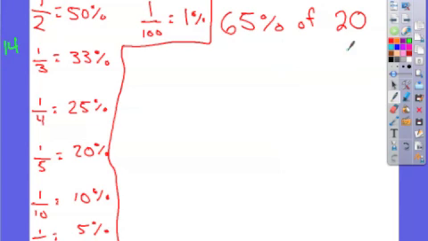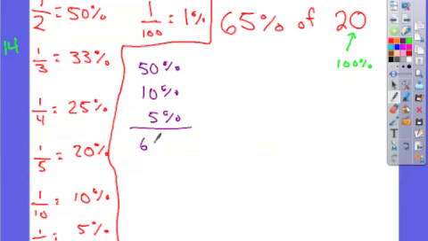Because 100%, and I always like to label this too, just to remember, the number that we're finding the percent of is always the whole thing. 20 is the whole thing. That's 100%. So now we need to find 65% of 20. So we need some combinations that are going to get us 65%. I'm going to do a 50%, plus 10, plus 5. That'll work. There's 65%. So now I just need to do all those calculations.